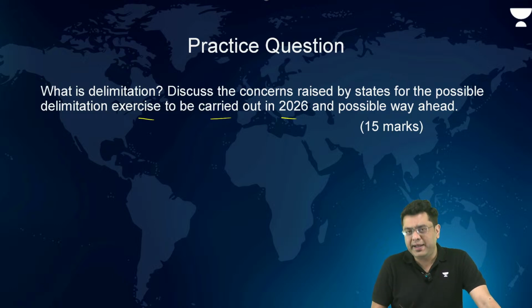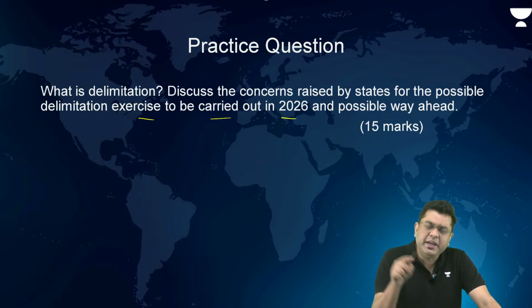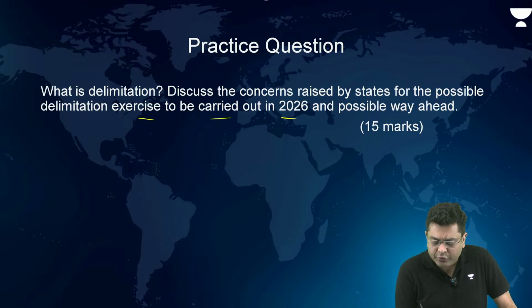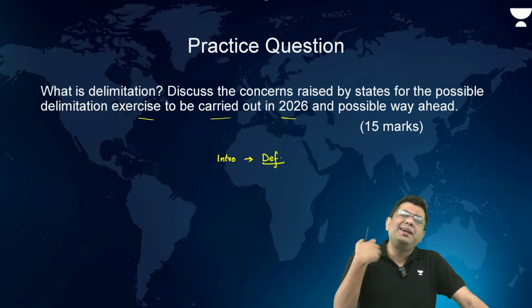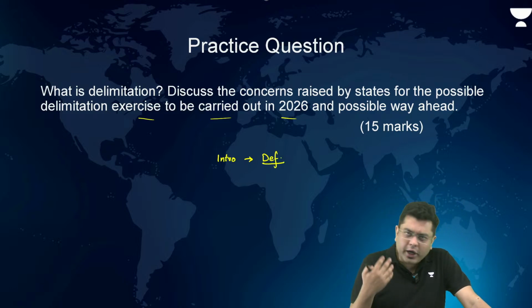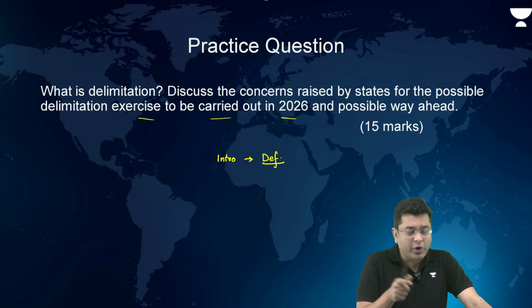What do we mean by delimitation? The simple definition I have provided in the PDF: redrawing of political boundaries. So in the intro, provide the definition of delimitation. Talk about how it is an international norm followed across the globe, where a periodic delimitation exercise is carried out in order to ensure the population to MP ratio. After all, each vote has the same representation.